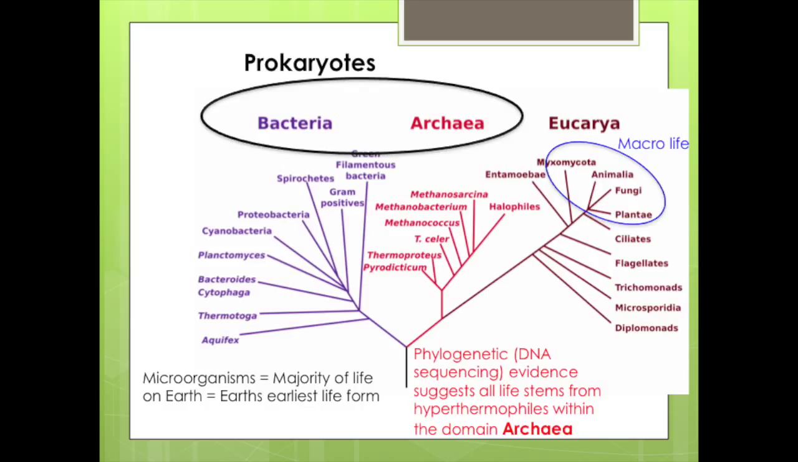However, bacteria and archaea, being prokaryotes, i.e. before the nut, having no nucleus, are a group composed of only microscopic organisms. This doesn't mean that there are no eukaryotic microorganisms, but in this tree it simply shows that the majority of life on Earth is microscopic, and it also shows that all life on Earth descended from microorganisms. In fact, more specifically, it is suggested from phylogenetic evidence that all life descended from hyperthermophiles within the domain archaea.